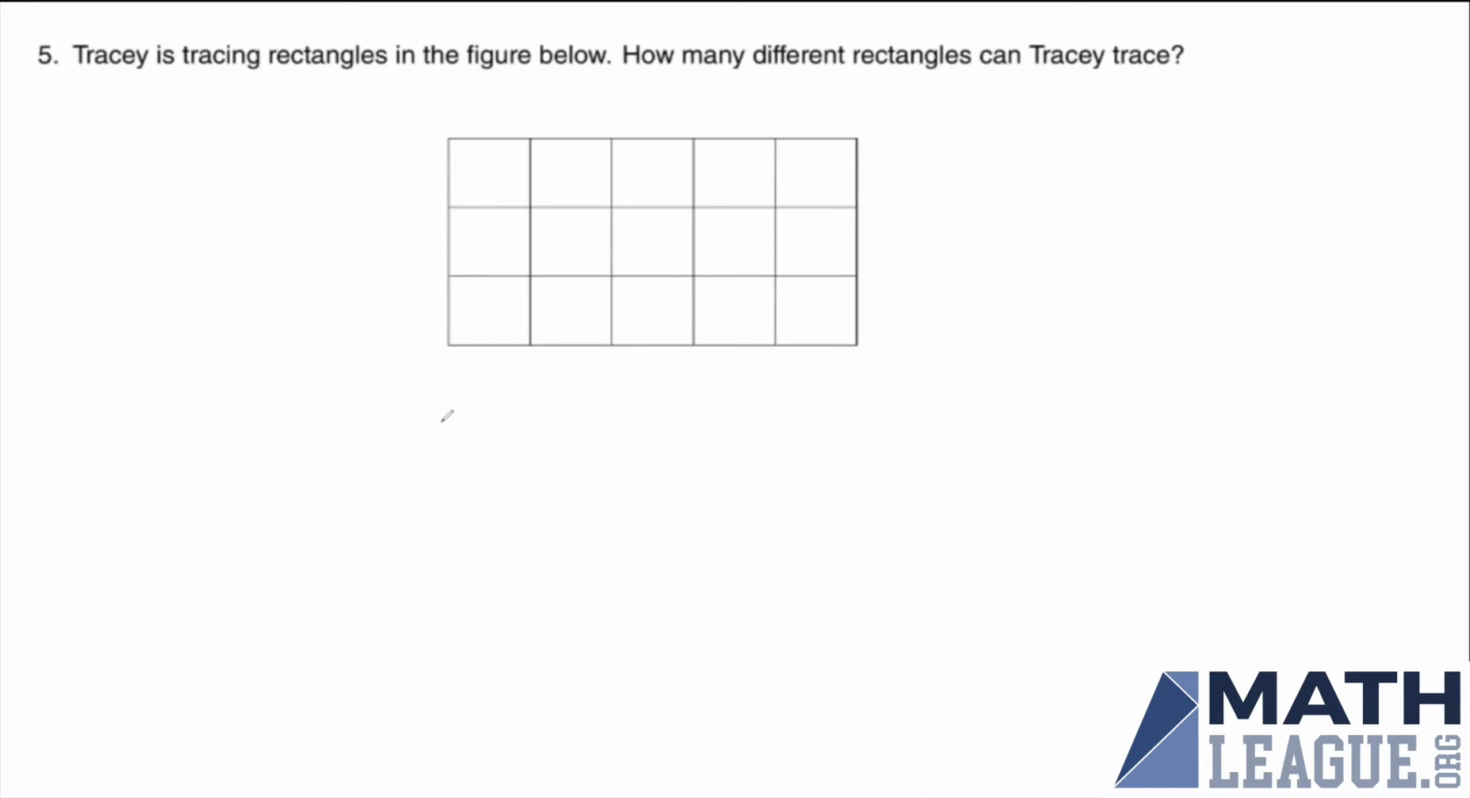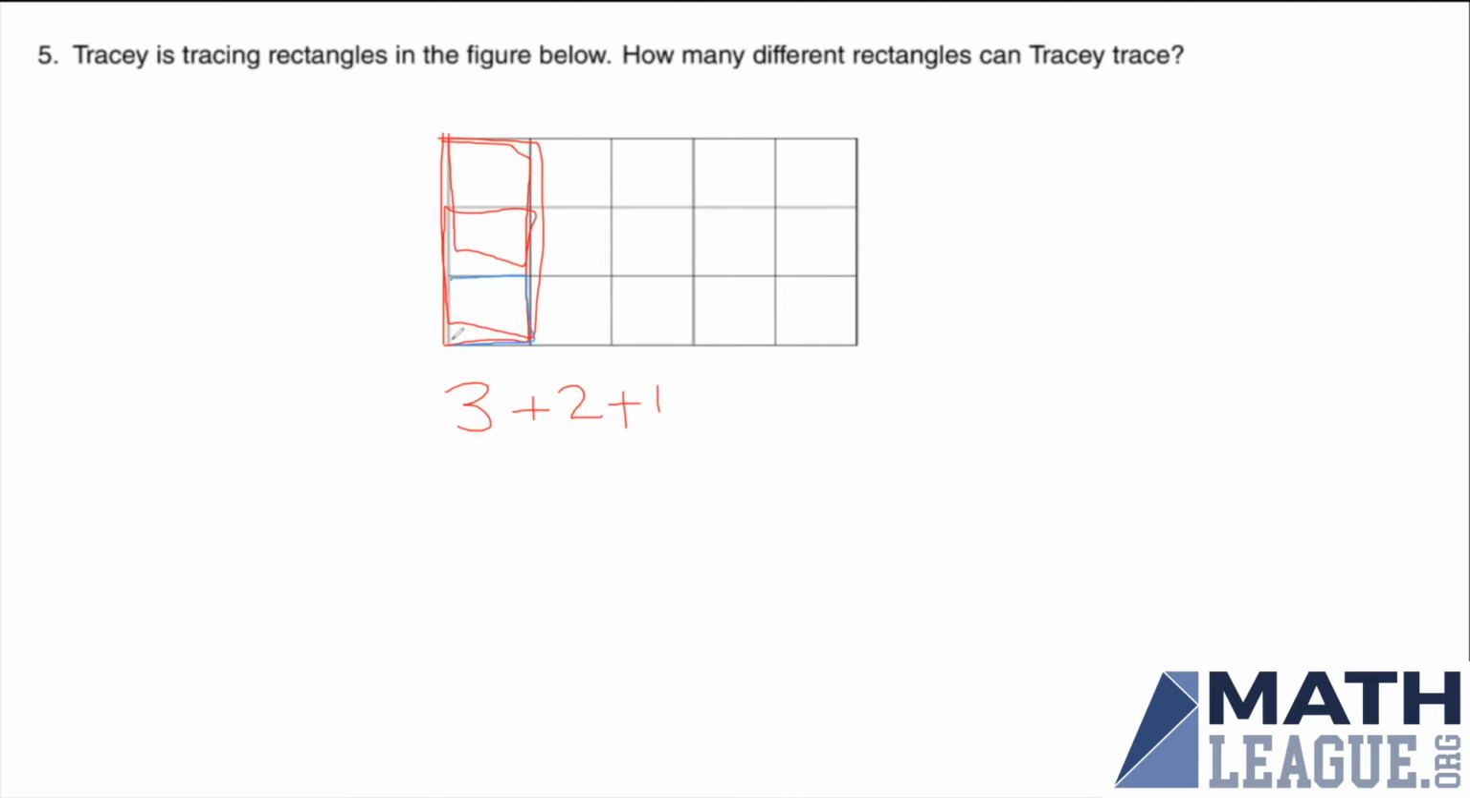First, let's look at this 1x3 column and see how many rectangles there are. There are 3 one-square rectangles, 2 of them that are 2 squares, and 1 of them that takes up 3 squares. So that gives us a total of 3 plus 2 plus 1, which is 6 ways to pick a rectangle just from this column.